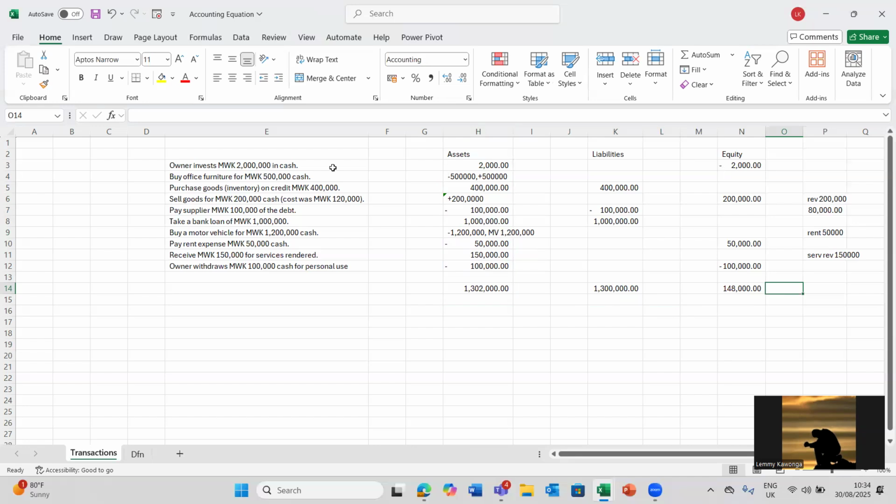So here I was just explaining how you can categorize your transactions, whether they are assets, liabilities, or equity.